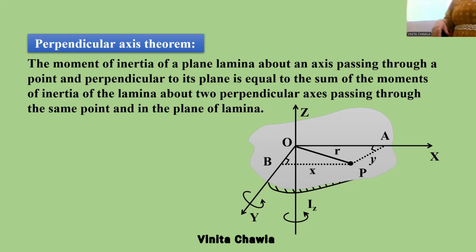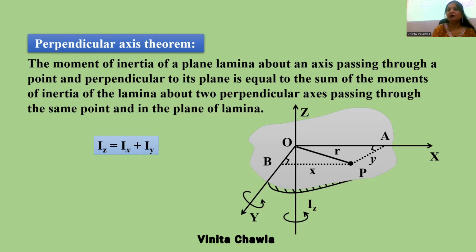ठीक है, तो we take two axes which are in the same plane and one axis is perpendicular to the plane, right? तो उसके about we can find moment of inertia by adding the moment of inertia. So Iz is equal to Ix plus Iy. So here we have taken a point P, and let the coordinates of this point P be x, y, z. So this point P lies in the lamina.